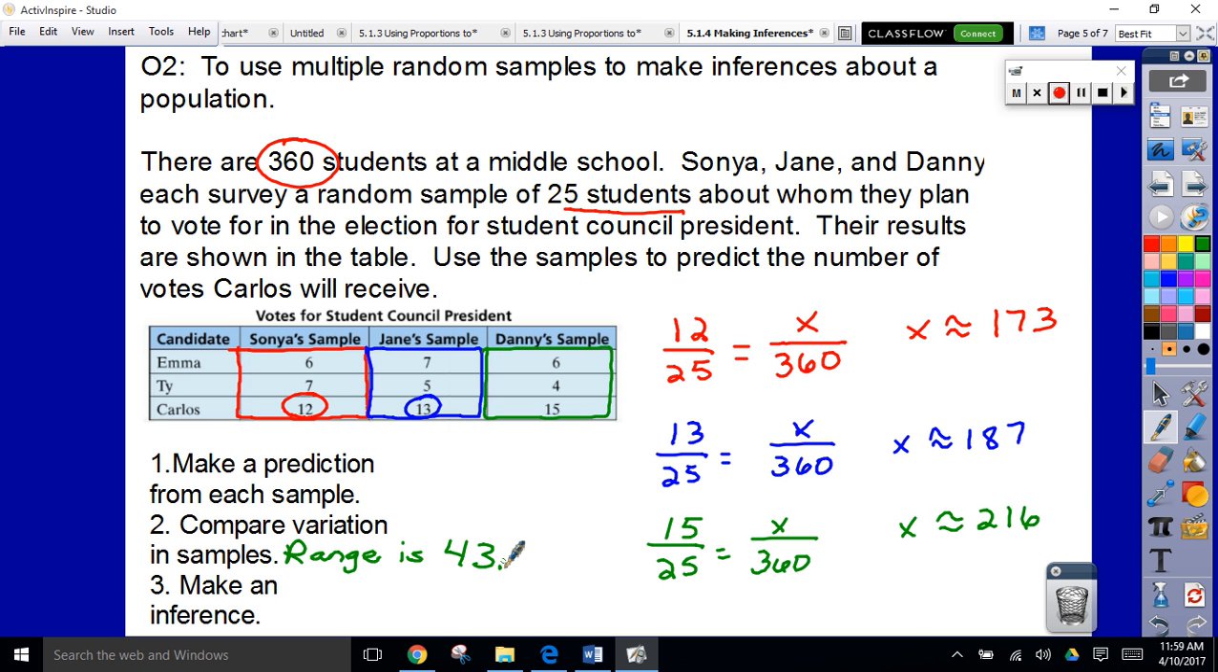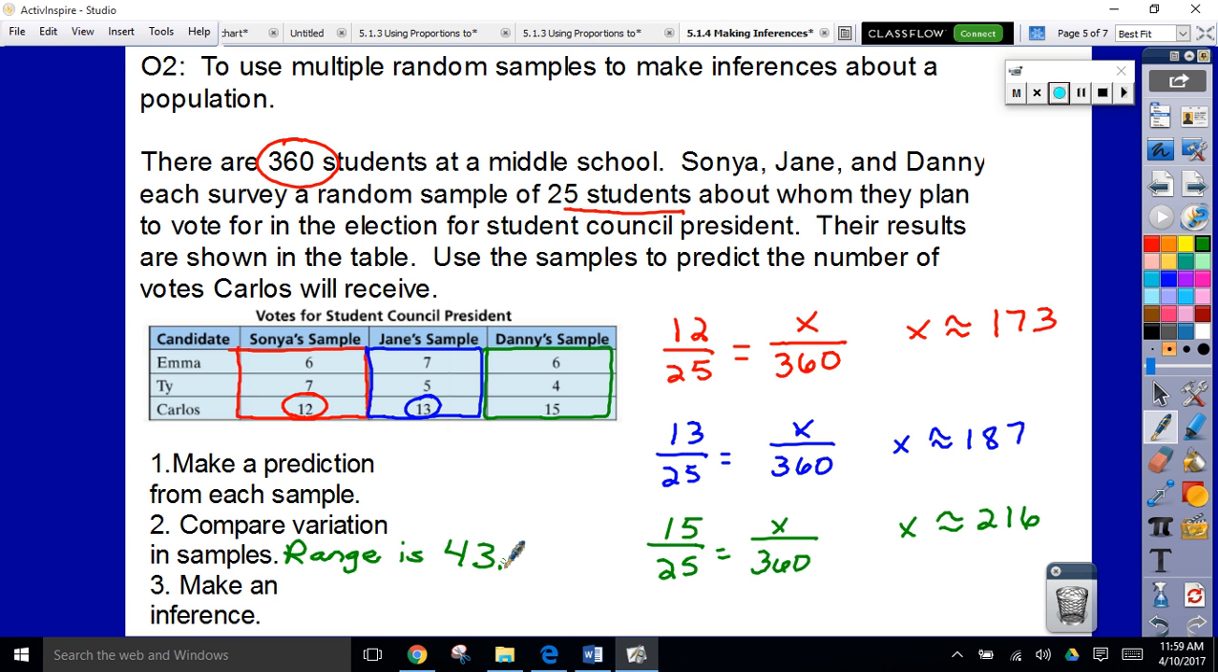Because it's important to know if our samples vary by a lot, then maybe the people didn't do a good job choosing their samples. We would be alarmed if there was a really huge variation. This isn't too bad considering that there's 360 students. If there were only 50 students and you had a range of 43, that would be really alarming. So you don't want it to be too close to your total.